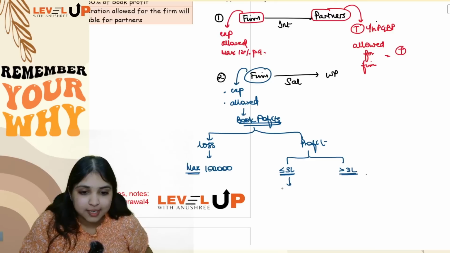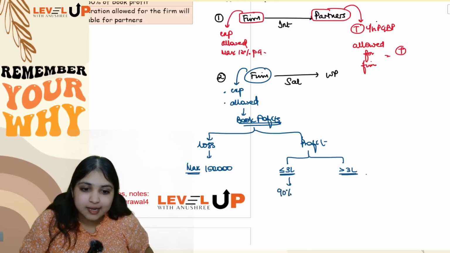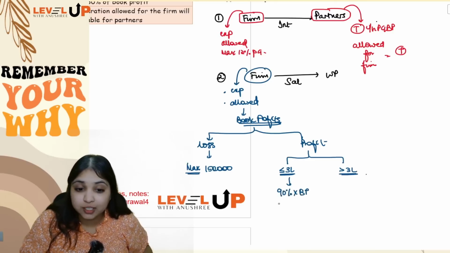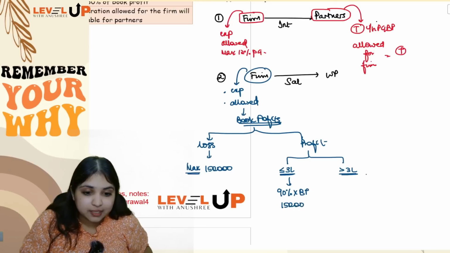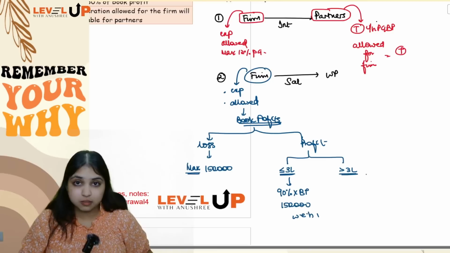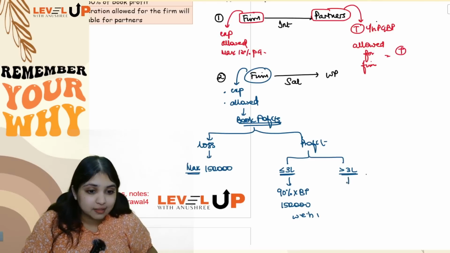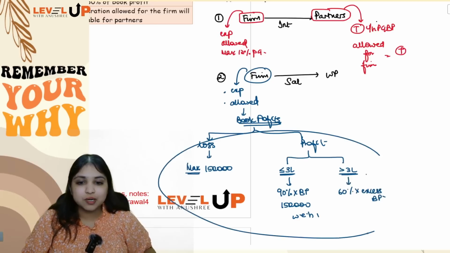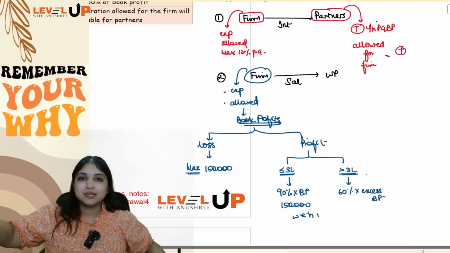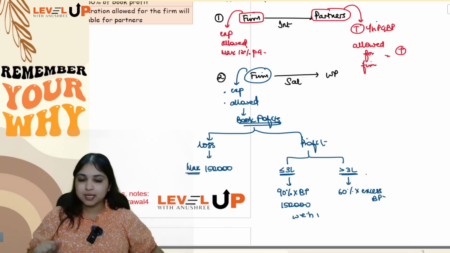Profit up to 3 lakh we do this way: 90% of the book profit or 1,50,000, whichever is higher. This is going to be the maximum salary which is allowed for the firm. And if the book profit is more than 3 lakh, on the excess we will calculate 60% of the excess book profit, guys. So this is what is allowed for the firm, and whatever is allowed for the firm is taxable for the working partner.